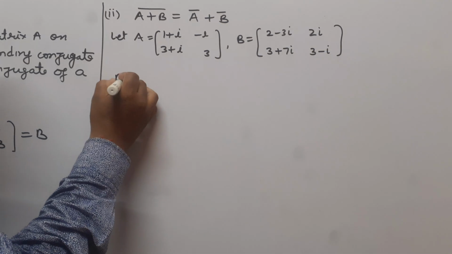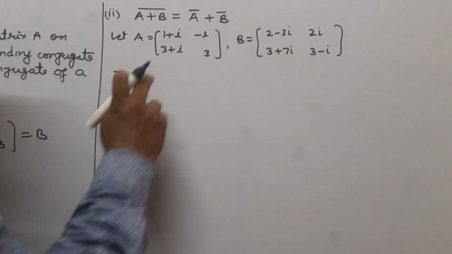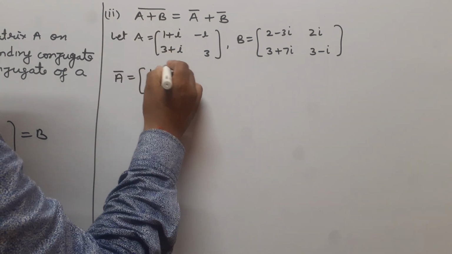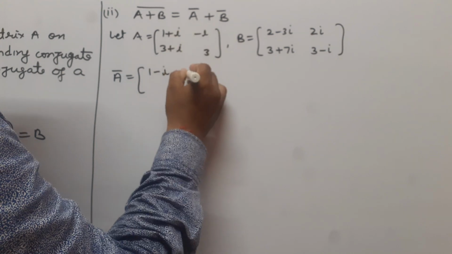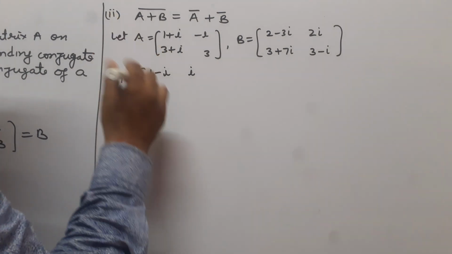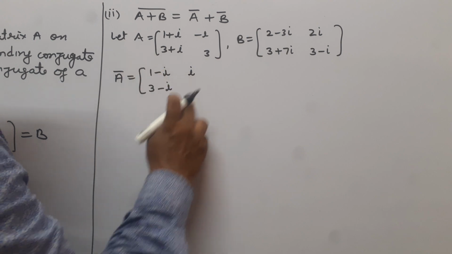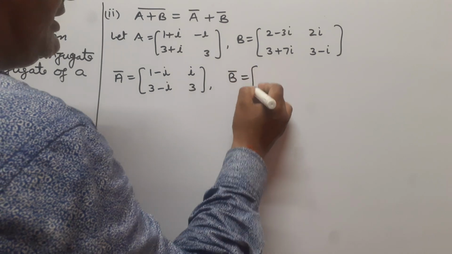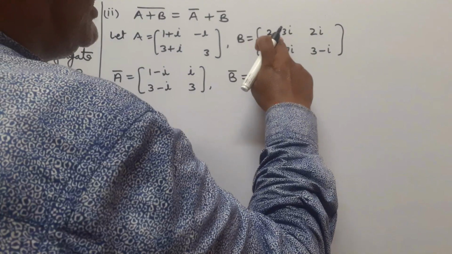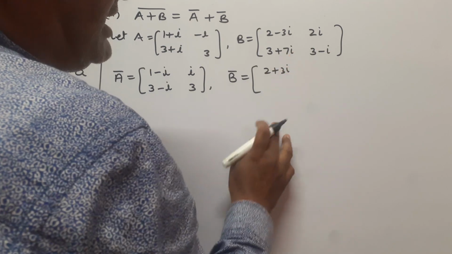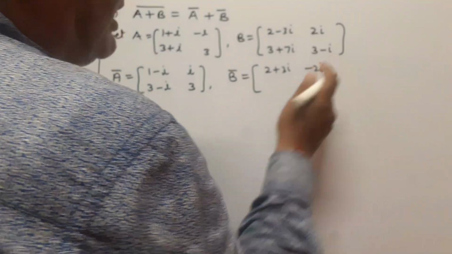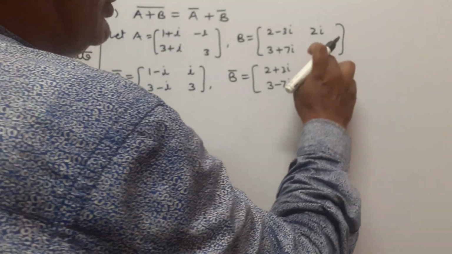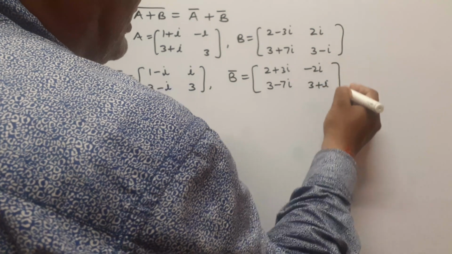Now we find the conjugate of A, that is A bar. We replace 1 plus i by its conjugate 1 minus i, conjugate of minus i is i, conjugate of 3 plus i is 3 minus i, and conjugate of 3 is 3. Now we find the conjugate of B. The conjugate of 2 minus 3i is 2 plus 3i, conjugate of 2i is minus 2i, conjugate of 3 plus 7i is 3 minus 7i, and conjugate of 3 minus i is 3 plus i.